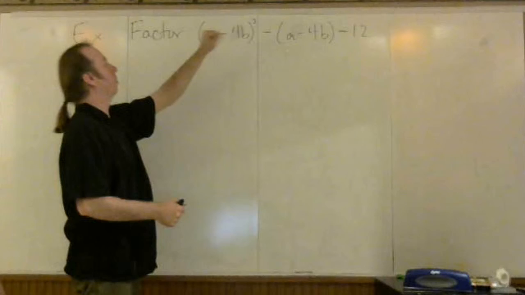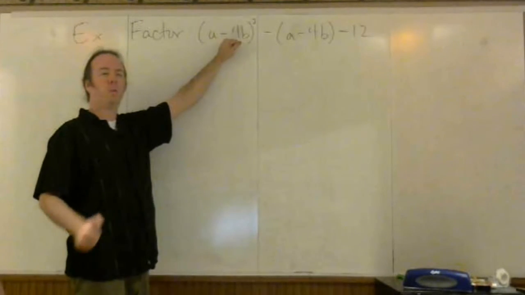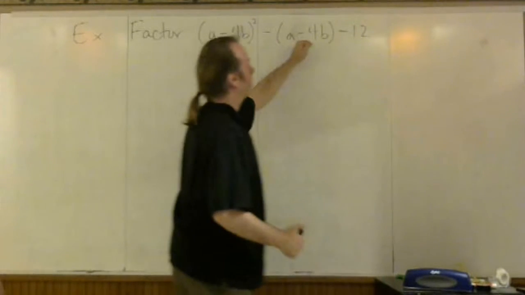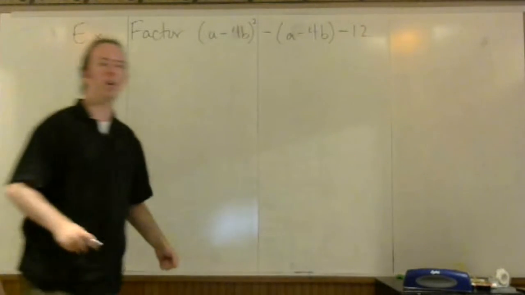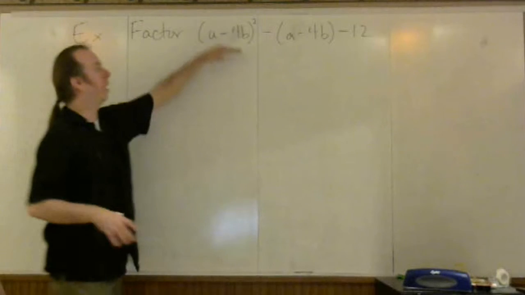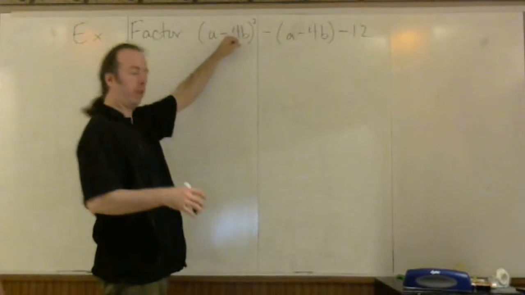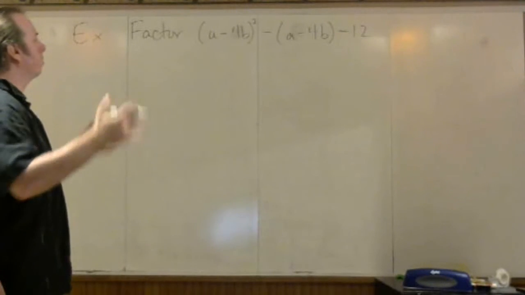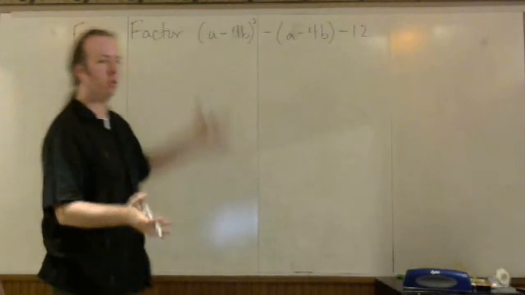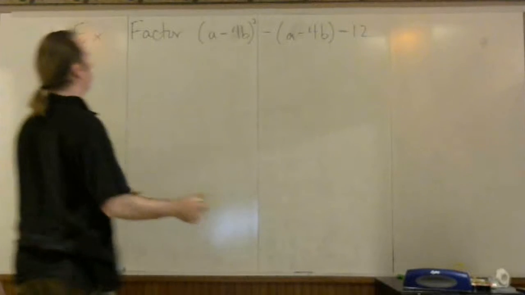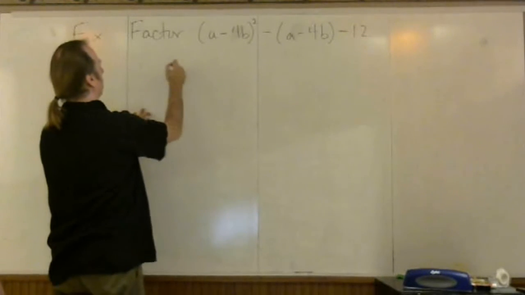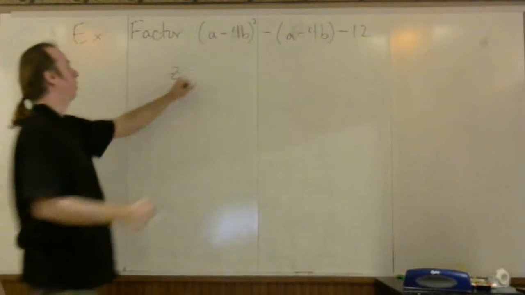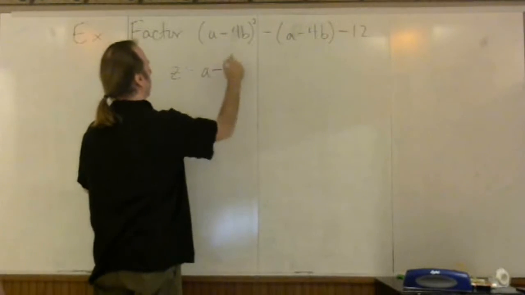The idea here, the trick, is to think of this a - 4b as just one object. I've got that object squared, I'm subtracting it, I've got minus 12 at the end. I can do that directly and factor it, just leaving that as a - 4b, or sometimes it's helpful, if it gets too confusing, to do a quick substitution. If I pick some other letter, z, and set that to be a - 4b.